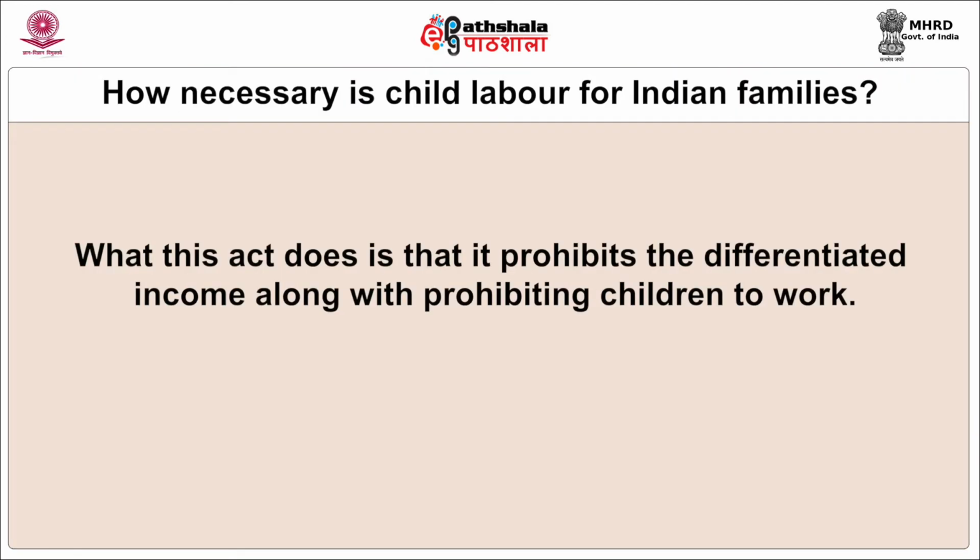They are paid comparatively less than what the adult counterparts are paid for the same work and for the same amount of time. Here is where the Minimum Wages Act comes into play. What this act does is prohibit differentiated income along with prohibiting children from working. The employers, on the other hand, defend paying less to children by saying that children's work is comparatively slower and less than that of the adults.